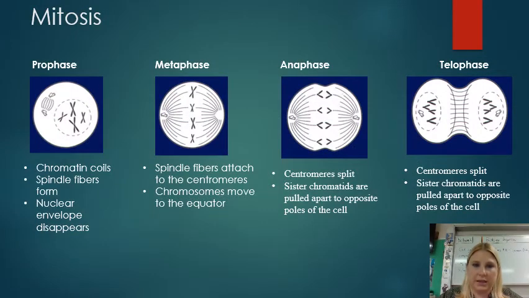Here are the different stages of mitosis. We've got prophase. You can see my descriptions here. We have metaphase, where the chromosomes line up in the middle. We have anaphase, where those chromosomes are starting to move to separate sides. And then the last one, we have telophase, where the centromere splits and the sister chromosomes are pulled to opposite poles of the cell, which is about to split into two new cells.